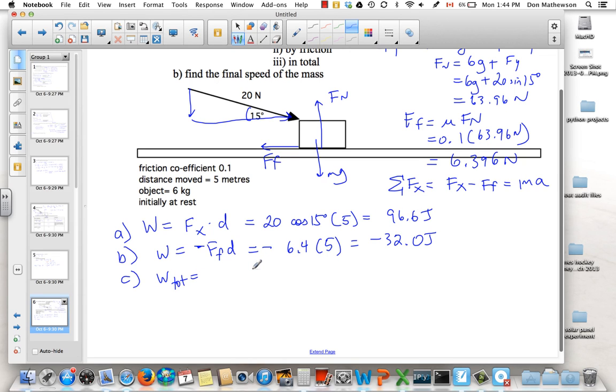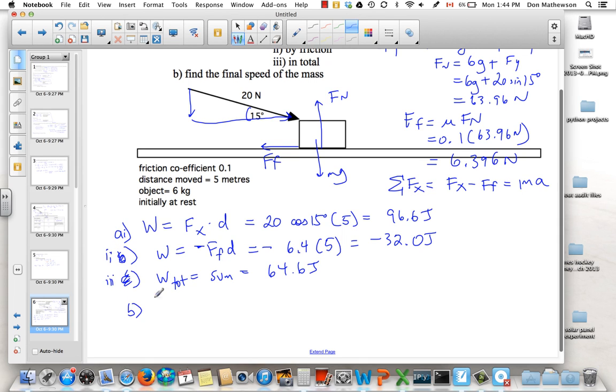So the total work then is just the sum of those two, and that works out to be 64.6 joules of total work done. You can also find the total work by taking this net force and multiplying by the displacement. Oh, I guess this wasn't really A, B, and C. This should have been little bullet 2 and little bullet 3.